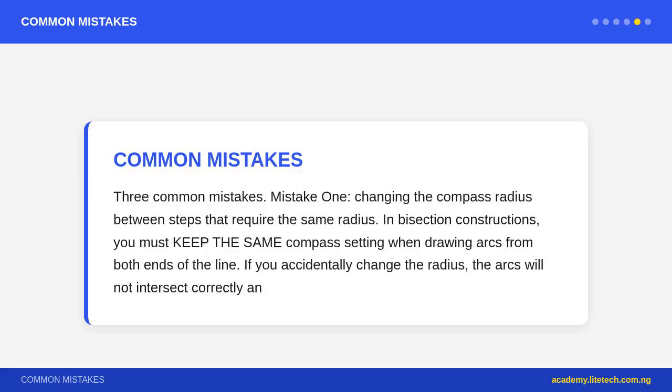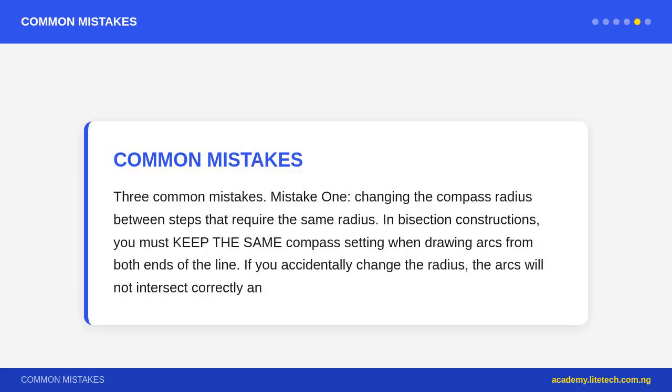3 common mistakes. Mistake 1. Changing the compass radius between steps that require the same radius. In bisection constructions, you must keep the same compass setting when drawing arcs from both ends of the line. If you accidentally change the radius, the arcs will not intersect correctly and your bisector will be wrong. Set the compass and do not touch the adjustment until instructed.